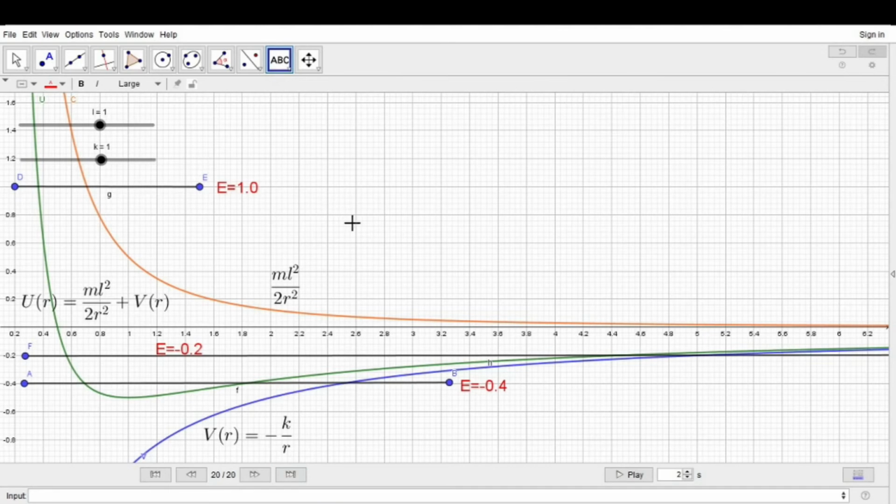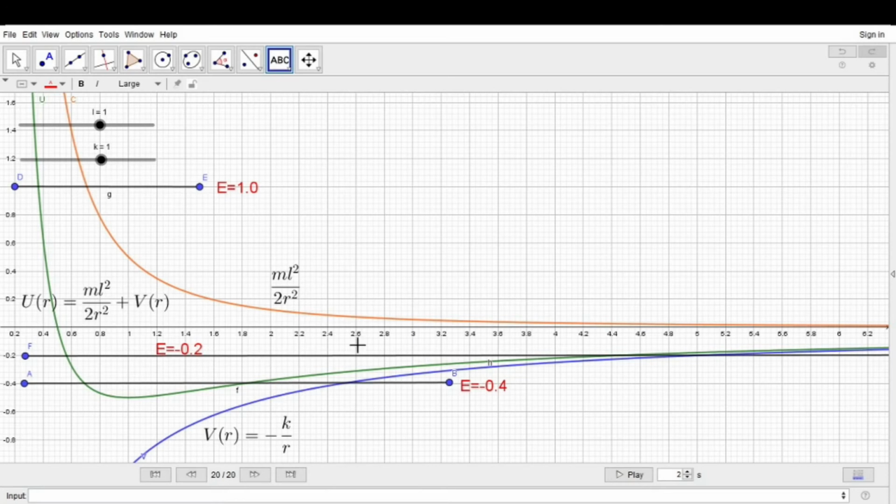So these are the three graphs. The blue curve here is the potential energy. It's minus k over r. That's the blue curve. The red curve is ml squared over 2r squared. You might say it's the angular part of the kinetic energy term. And then the U of r is the effective potential. It's the sum of those two, and it's this green curve.